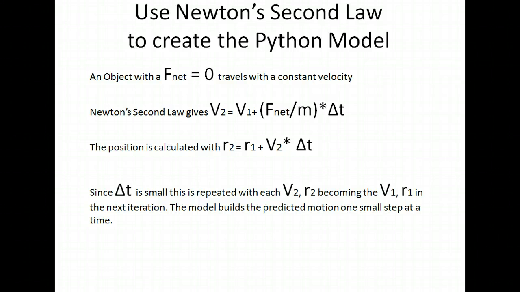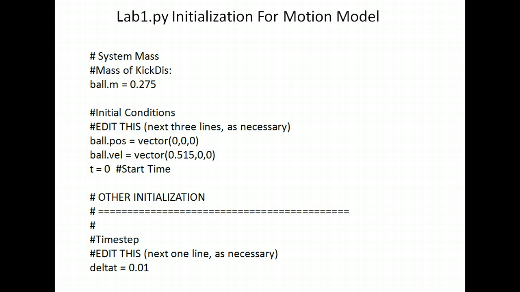Then that term, F net divided by mass, which is the acceleration, will be 0, and the new velocity will be equal to the old velocity plus 0 times change in time, which means the velocity should remain constant. The position is calculated in a similar fashion by taking the velocity, multiplying by the small time interval, and adding it to the last position. Since delta t is small, this is repeated with each v2 and r2 becoming the next v1 and r1 in the next iteration. The model builds the predicted motion one small step at a time.